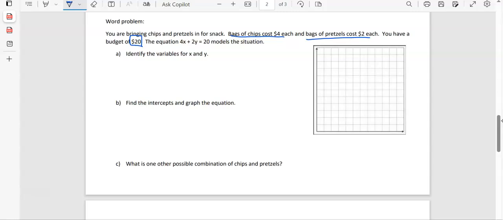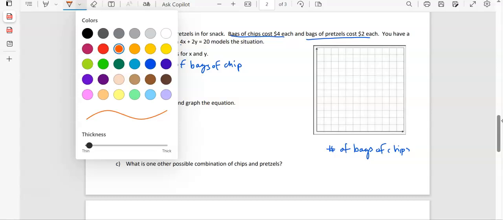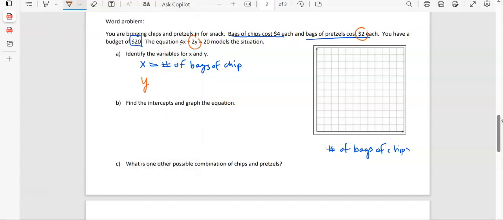So what do x and y represent? Well, let's look at the x. We're doing 4 times x, and what do we know about 4? It's the cost of 1 bag of chips. So x is the number of bags of chips. And we're going to put that on our x-axis, and we're going to label it. I'm not going to do the intervals on my axis yet, because I want to wait and see what my information is. So for y, the 2 has to do with the pretzels, and so y is the number of bags of pretzels.